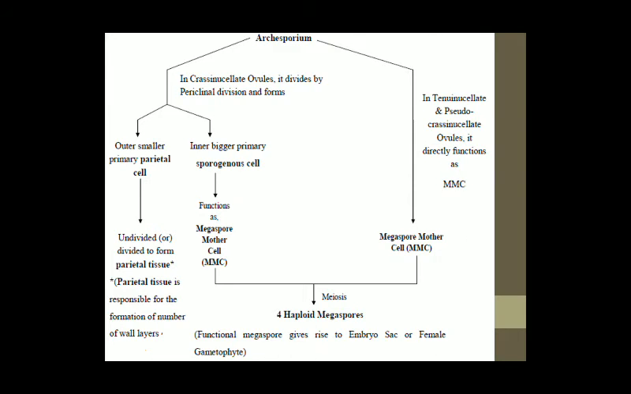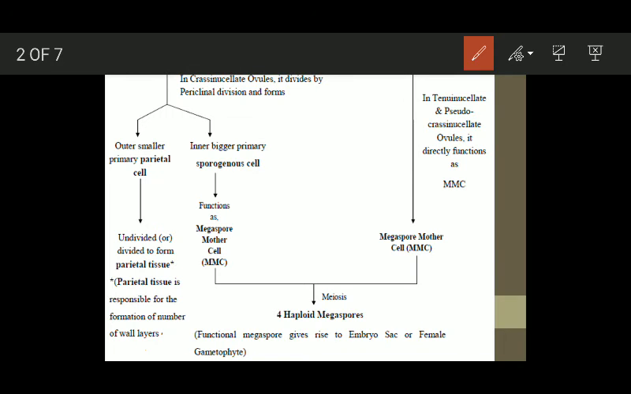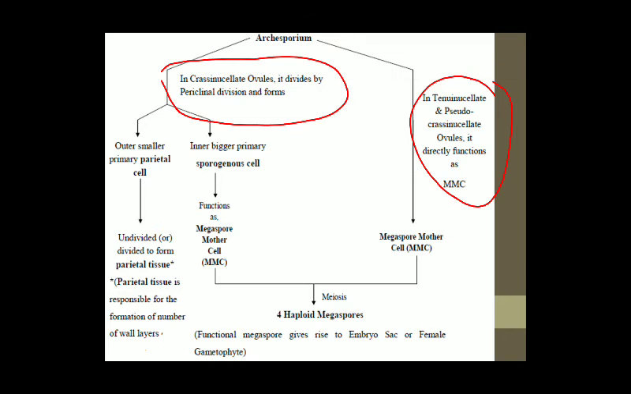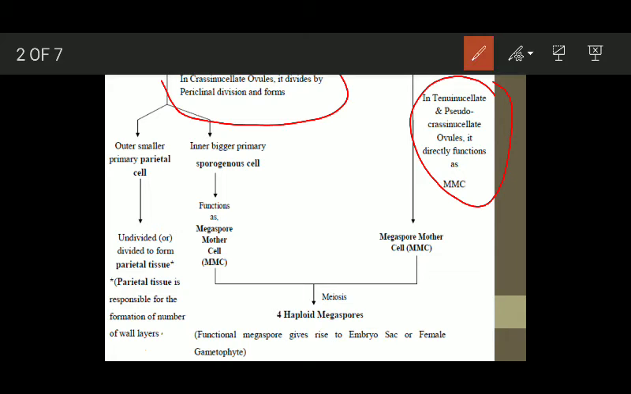Now, archesporium gives rise to haploid megaspores, and the way it forms the megaspores differs in crassinucellate ovules and in tenuinucellate ovules. First of all, we will see how the archesporium gives rise to megaspores in case of crassinucellate ovules. In crassinucellate ovules, the archesporium divides by a periclinal wall and results in the formation of outer primary parietal cell and inner bigger primary sporogenous cell.